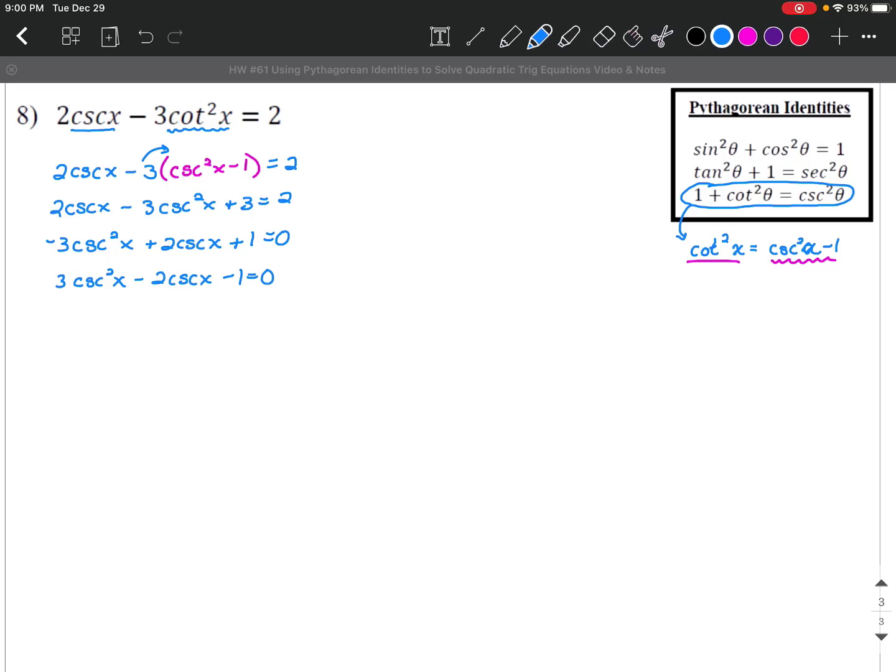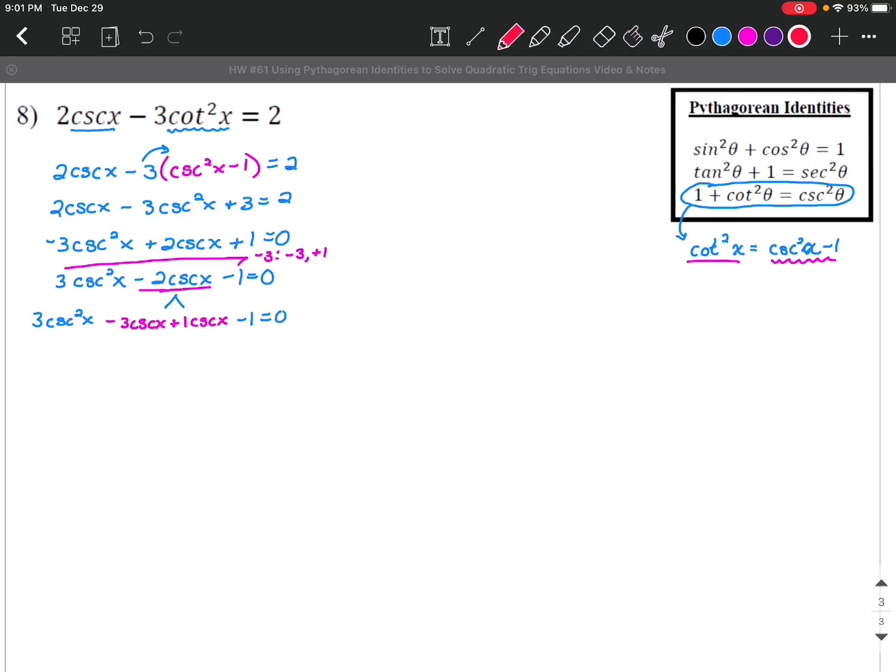Now we're ready to factor. We have a trinomial where our leading coefficient is 3. So we're going to say, okay, 3 times negative 1 is negative 3. I need 2 numbers that multiply to negative 3 and add to negative 2. That would be negative 3 and a positive 1. So I'm going to have 3 cosecant squared x. So I'm going to rewrite this middle term as negative 3 cosecant x plus 1 cosecant x, and then we keep the minus 1 equals 0.